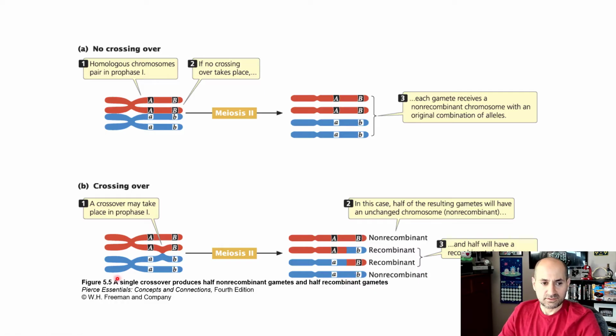Okay. So that's why it says here, a single crossover produces half non-recombinant gametes and half recombinant gametes. And like I said, the further the alleles are on those chromosomes, the more likely they'll get recombined. The closer those alleles are on the chromosome, the less likely, to the point where it's rare to see a recombination, and they call those non-recombinant alleles.